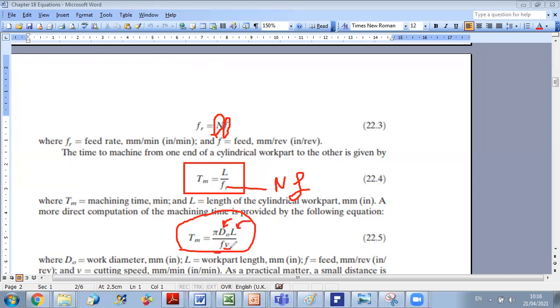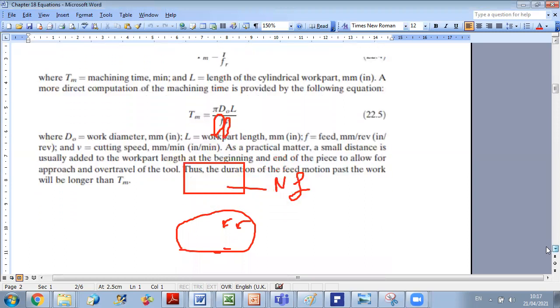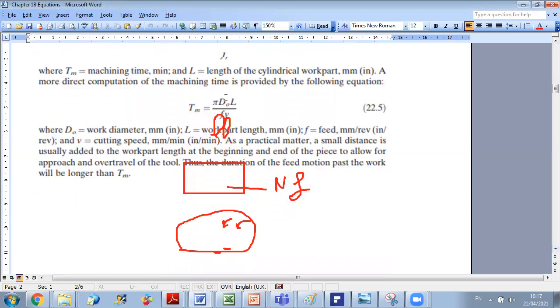So it depends on the problem. What do you know? Sometimes if they give you directly the feed rate and the length, you directly apply this formula. In case they give you other information, it depends on your input. If you know the diameter, the turning velocity, the feed and the length, you can use this formula to determine the machining time. And as always, pay attention to units. Be consistent in your units.